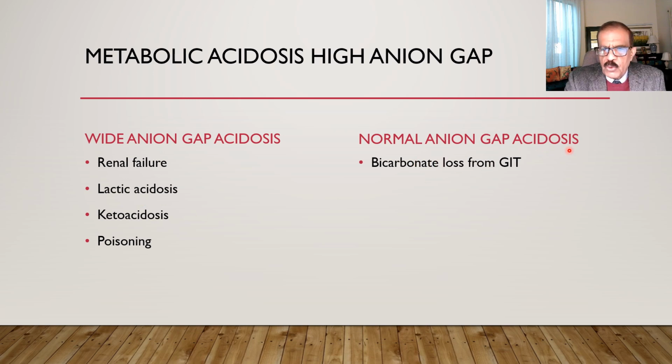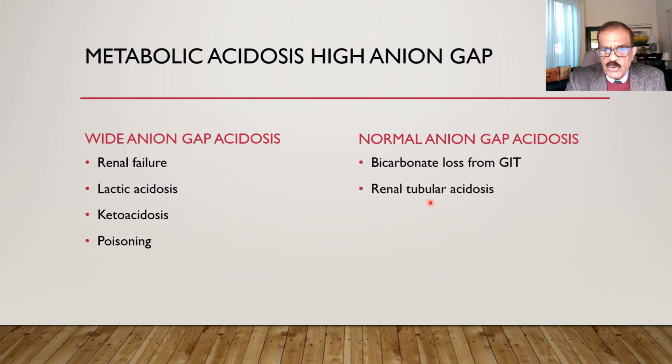Normal anion gap acidosis, that means bicarbonate loss from the GIT. If somebody develops profuse watery diarrhea, the patient is losing sodium, which is not an acid or base, but the patient is also losing bicarb, which is an alkali. So due to loss of bicarb, there will be acidosis, and since bicarb and sodium are lost from both sides of the equation, sodium is a cation that is lost, bicarb is an anion that is lost, so both are lost, there would be no disturbance of anion gap.